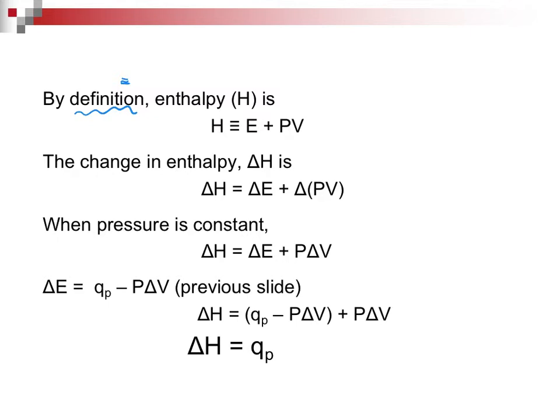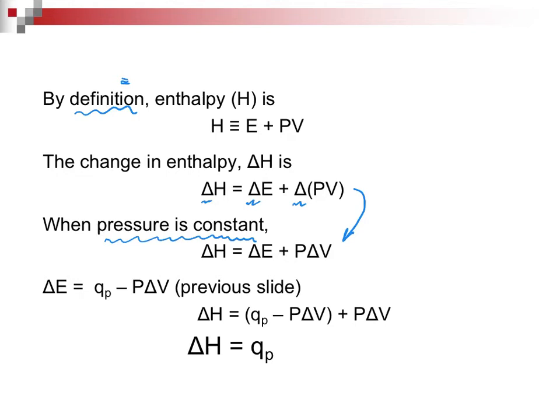Since we know that enthalpy is a state function, we make a change for delta H, a change for H, a change for E, and a change for P times V. We said on the previous slide that pressure will be constant, so this equation reduces down to delta H equals delta E plus P delta V.